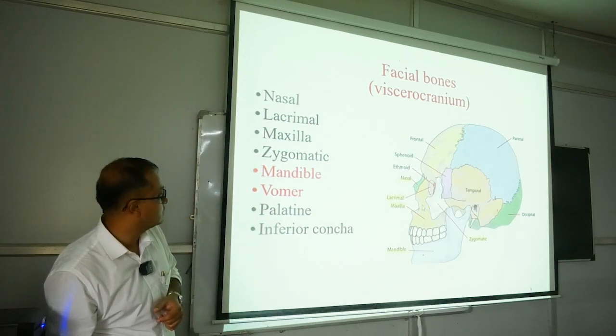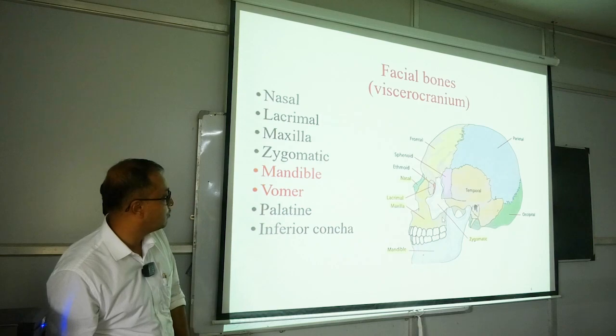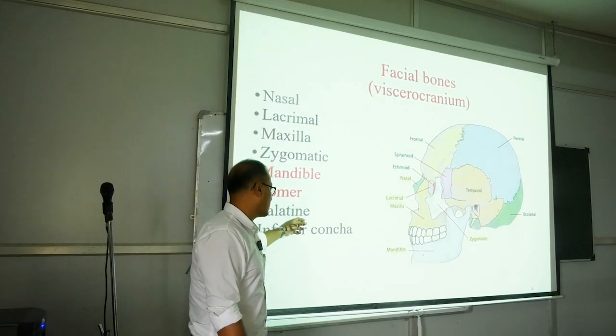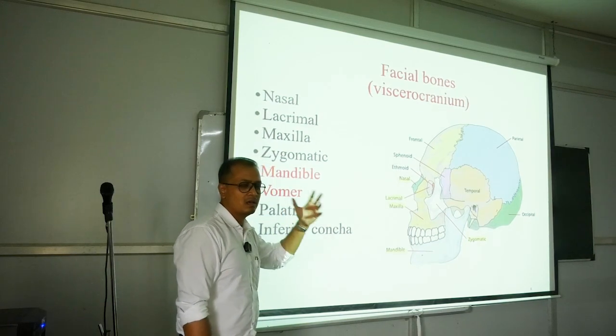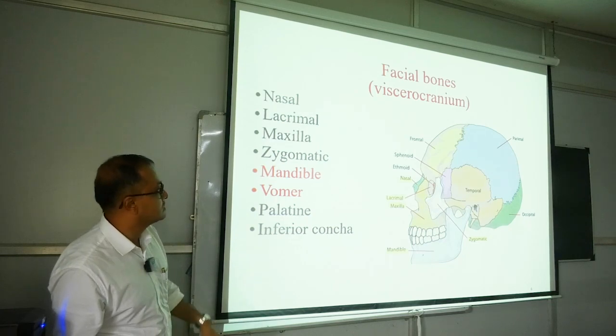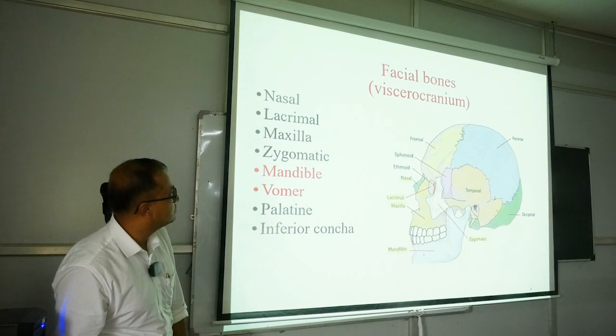And then we have the maxilla, which is lying here. Then the mandible, and inside to it, we have this palate, we call the palatine bone. Inside the nose, we have bones we call conchas. The conchas make up the lateral wall of the nose. So these are the facial bones, which frame the structures in the face region.